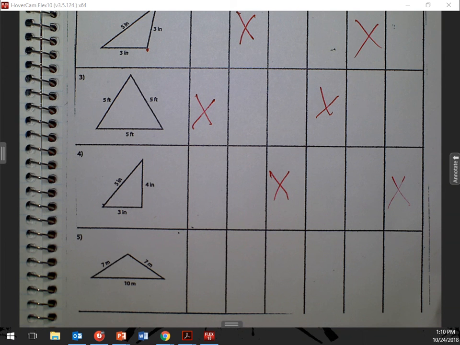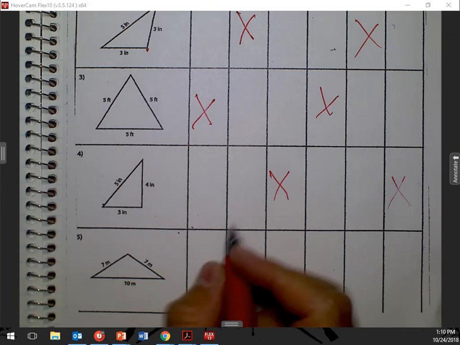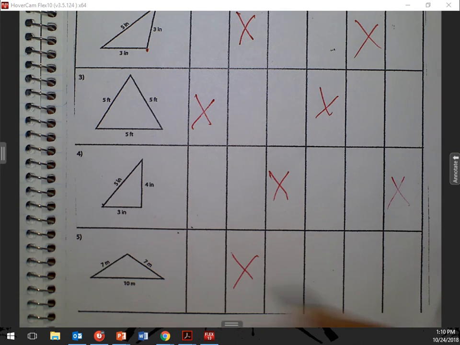Isosceles. Why is it isosceles? There's two 7s, right? We're on this one right here, looking at the number. Okay, yeah. So it's isosceles. Okay, so put that X there.